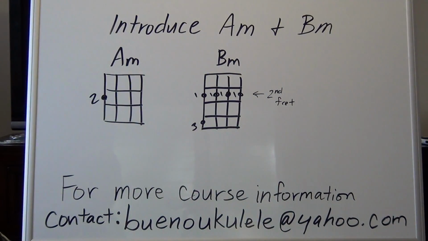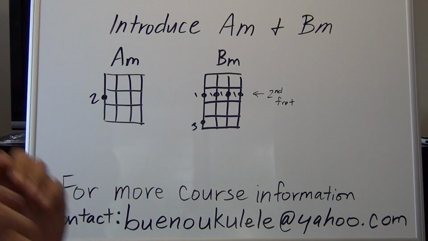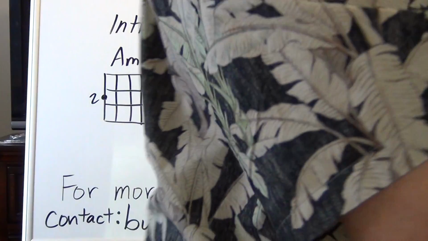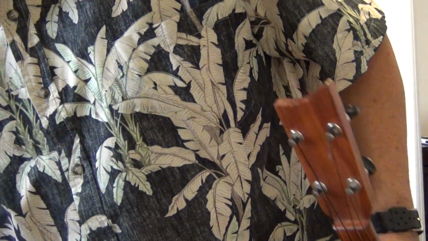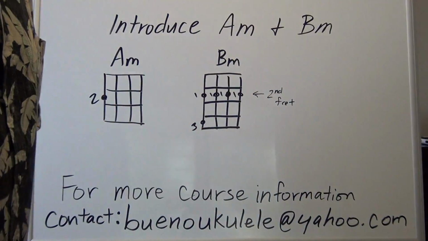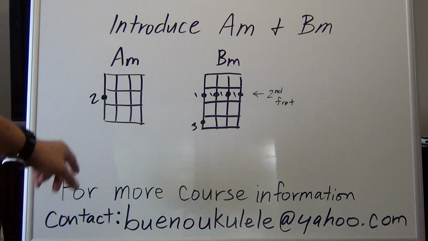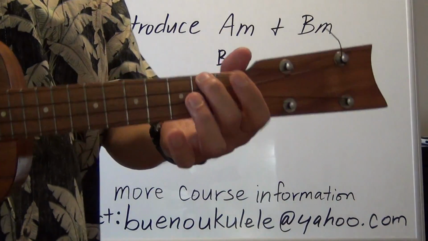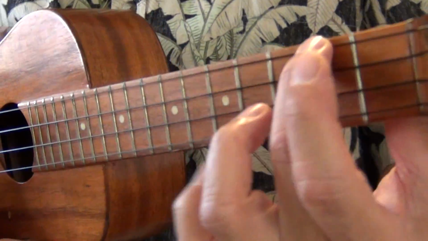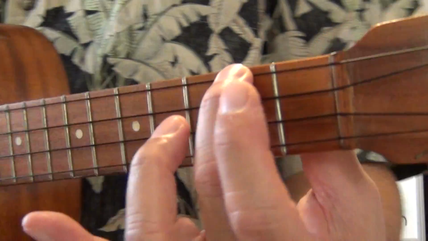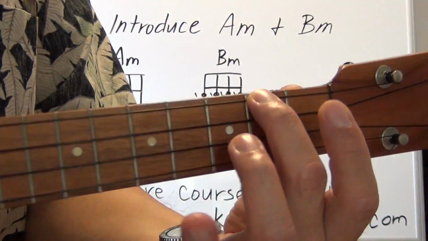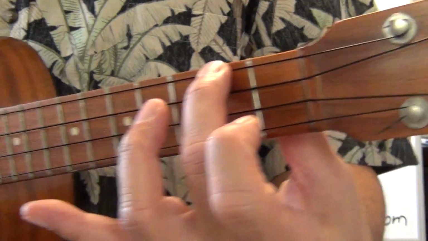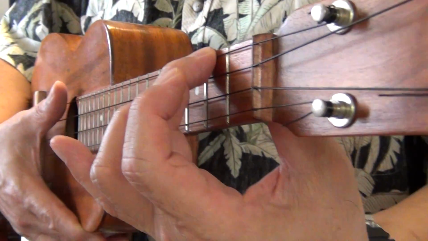Okay, let's get our ukulele, and then we'll try some fingering of the B minor and A minor chord. Okay, so starting with the A minor chord, this is really easy. Second finger, second fret, top string. Easy. A minor chord. Second finger, 2nd fret, top string, A minor. That's it. Real easy, okay?